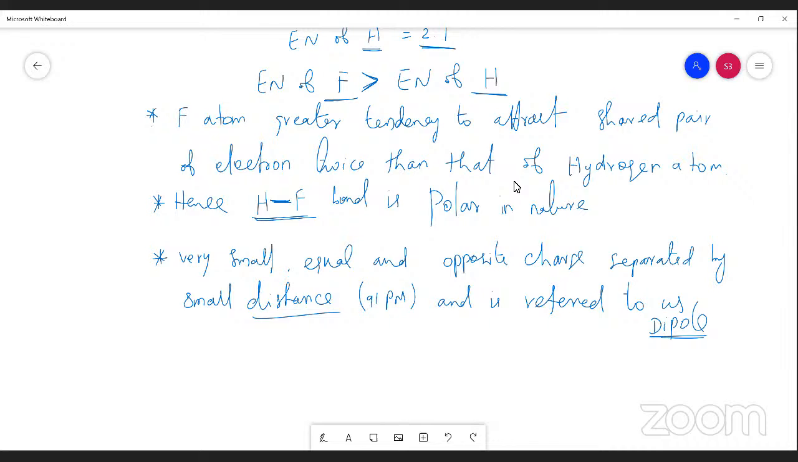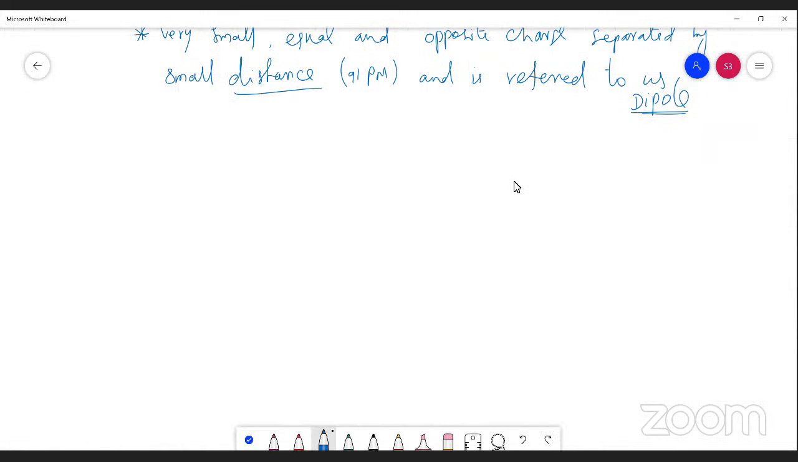Then, what is the meaning of dipole? What is the purpose of using dipole? The dipole moment is used to find out the percentage of ionic character present in polar bonds.